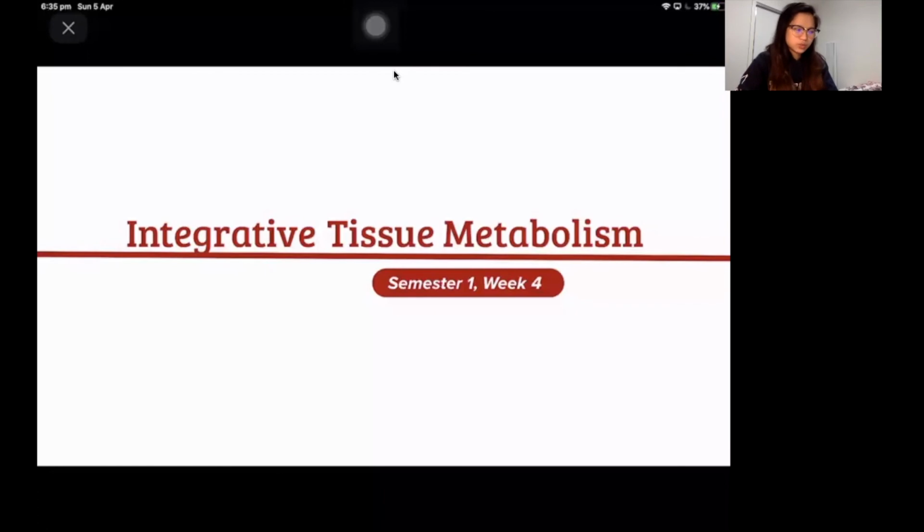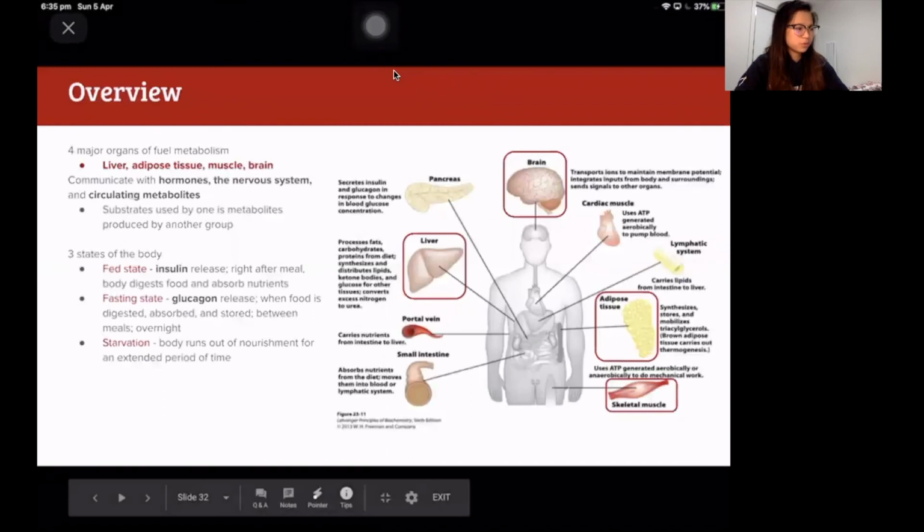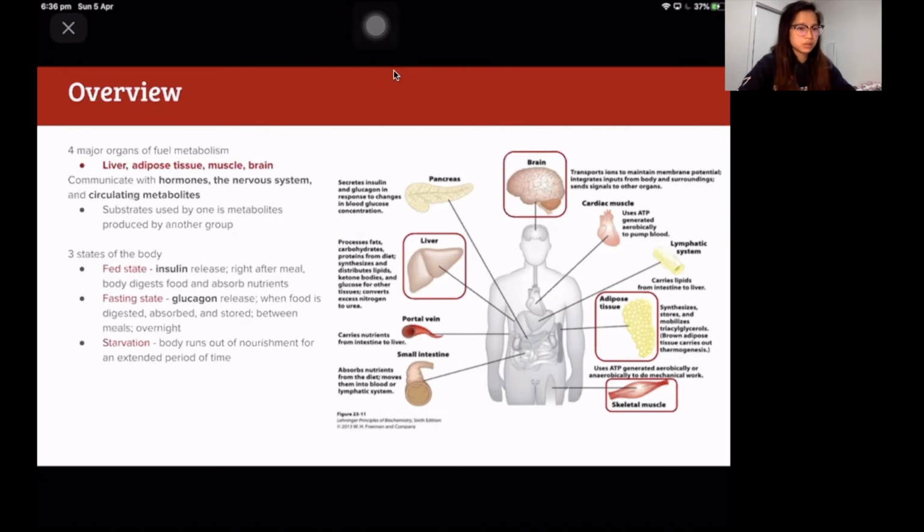Alright guys, good news, we're finally at the end of metabolism. So today we're going to go over integrative tissue metabolism. We've learned how carb, lipid, and protein metabolisms occur, and now we're just wrapping it together and linking it to all the different tissues. So the four major organs of fuel metabolism are the liver, adipose tissue, muscles, and the brain, and they communicate with each other using hormones, the nervous system, and circulating metabolites. And the substrates used by one pathway may be the metabolite from another pathway, but this just means that all these different pathways are interconnected.